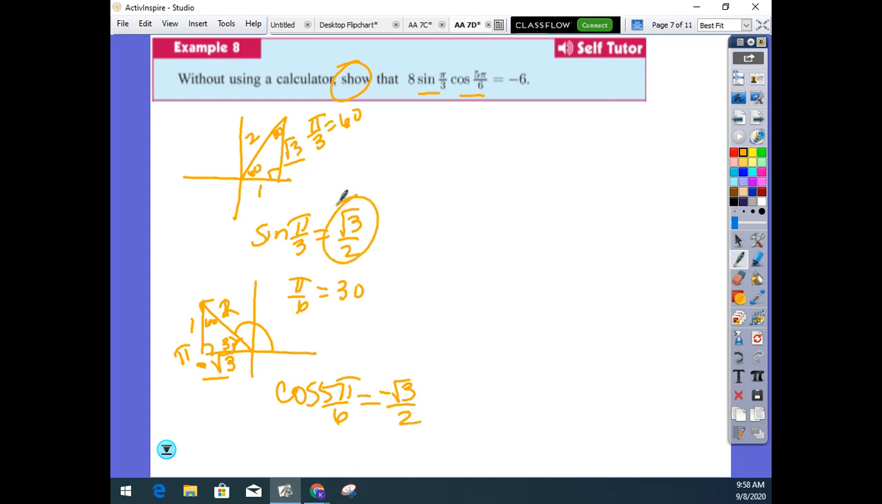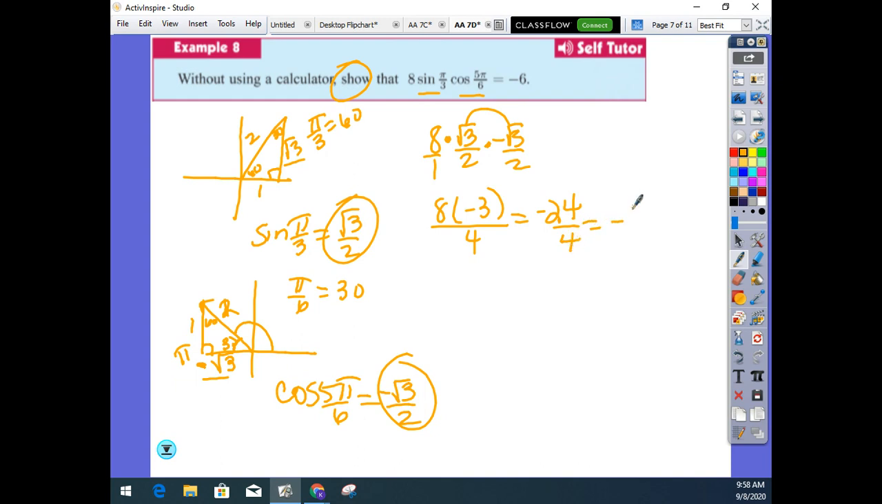So I'm just going to substitute these two values. And you got to remember multiplying. So put that over 1. Radical 3 times negative radical 3 is just negative 3. Negative 24 over 4 is negative 6.